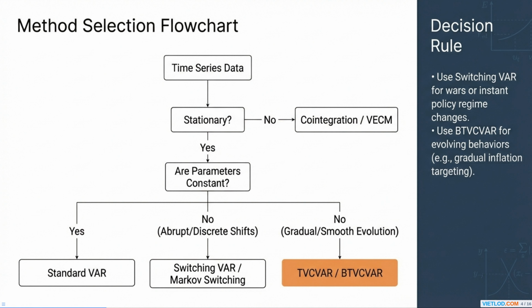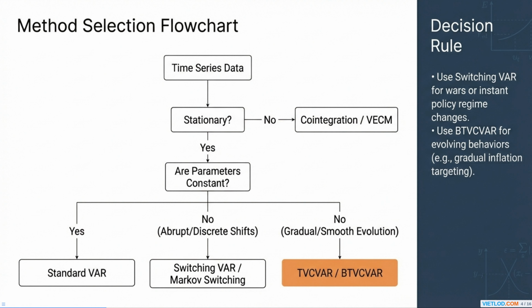When you have time series data, the first question is about stationarity. If your data is non-stationary but co-integrated, you should consider a vector error correction model, or VECM. If the data is stationary, the next question is whether the model's parameters are constant. If they are, a standard VAR is appropriate. If parameters are not constant, we must determine the nature of the change. For abrupt, discrete shifts, like those caused by a war or a sudden policy change, a switching VAR is suitable.